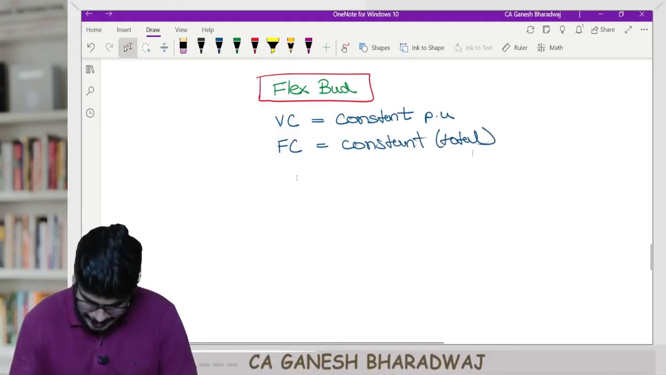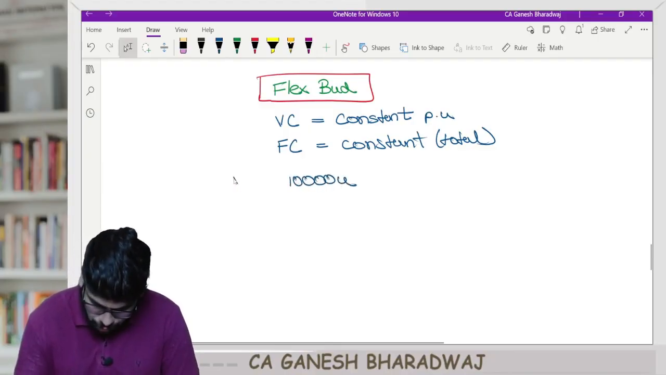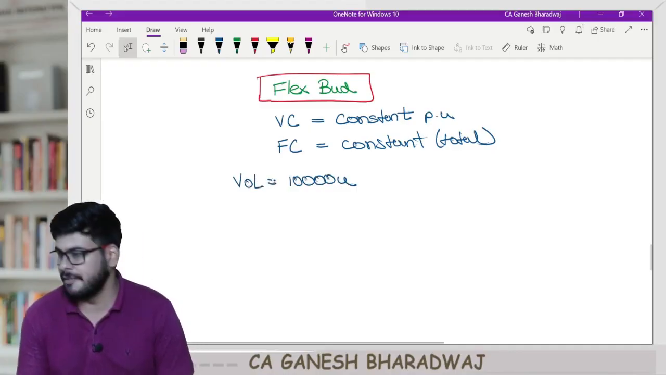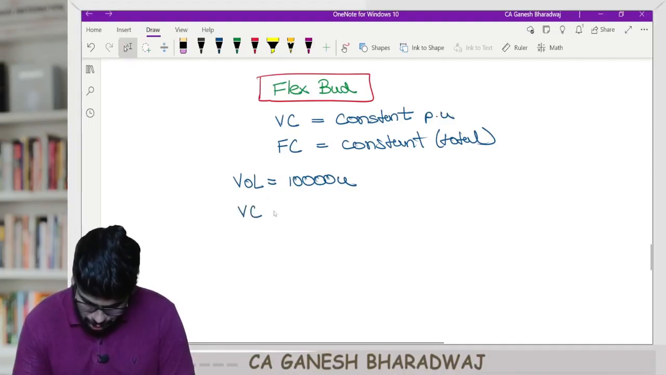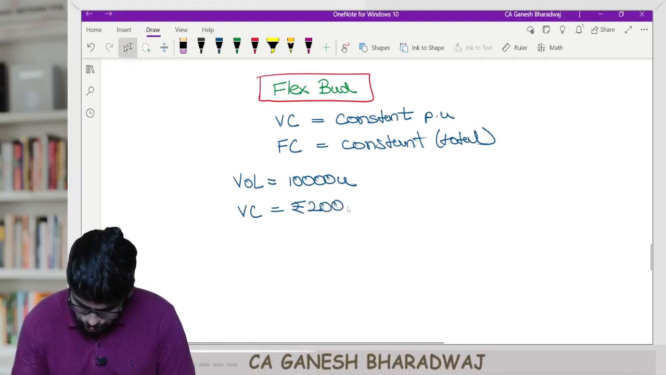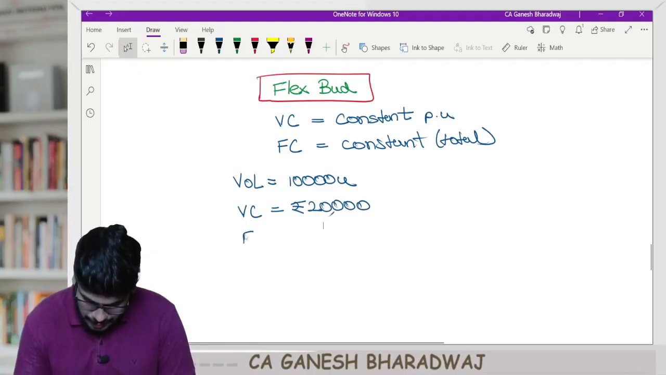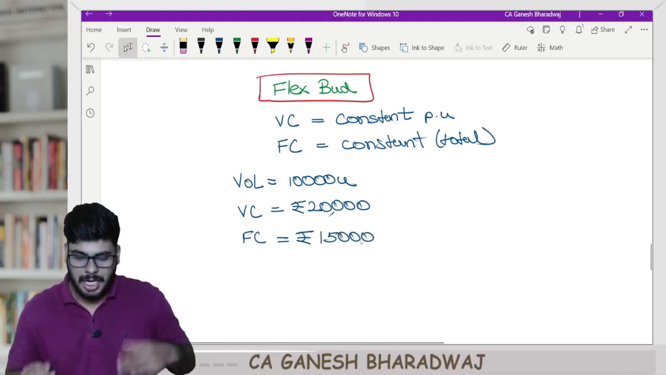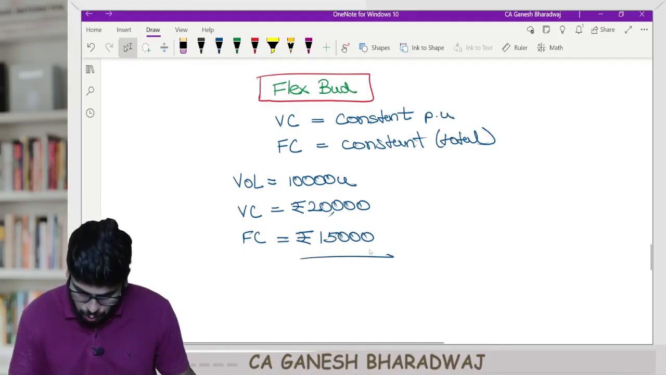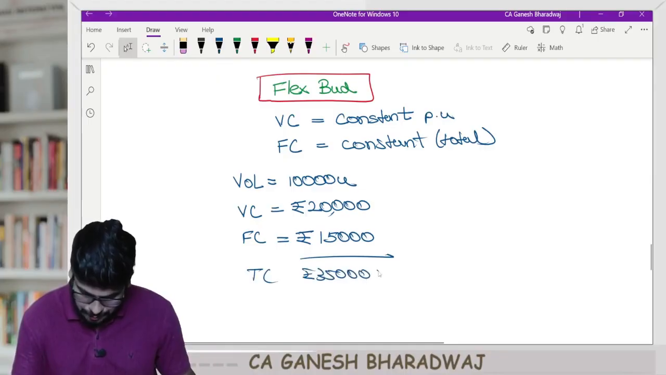For example, let us say they have given, at a volume level of 10,000 units, let us say the variable cost is going to be 20,000 rupees, and the fixed cost is equal to how much? Let's say 15,000 rupees. Just an example. Now they are asking you, what is the total cost here? The total cost is going to be 35,000 rupees.